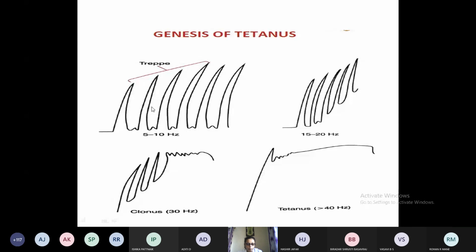Whenever a series of maximal stimuli are applied to a skeletal muscle at a particular frequency, so that the successive stimuli are applied during the relaxation period of the previous stimulus, this will cause an increase in the tension developed during each twitch until, after several contractions, a uniform tension per contraction is reached. So this phenomenon is called treppe or the staircase phenomenon. I will read it once again.